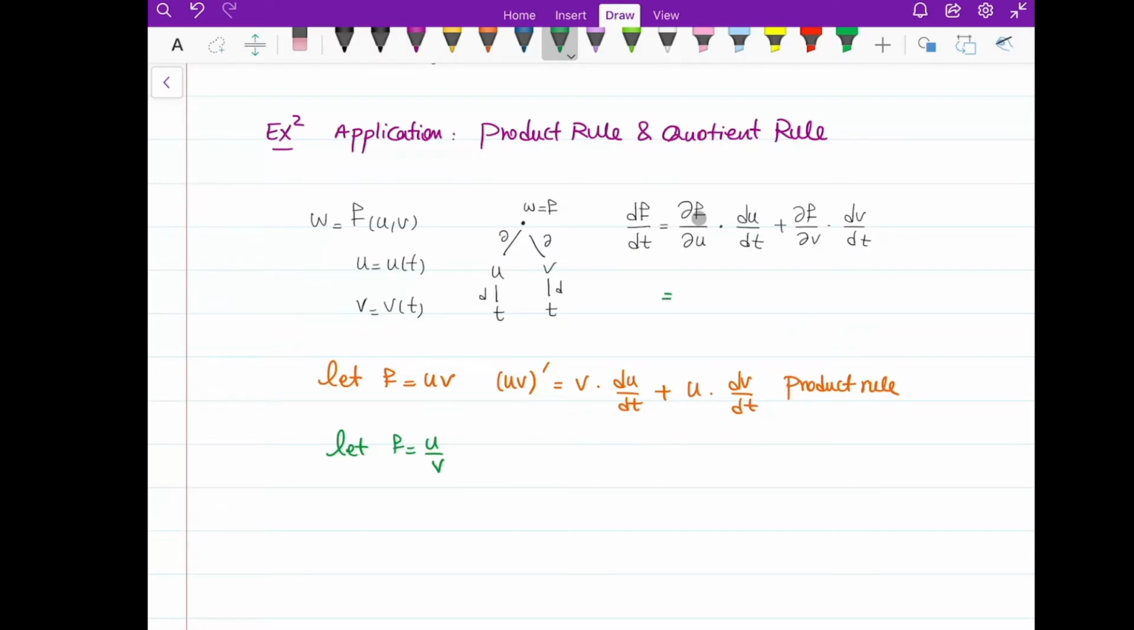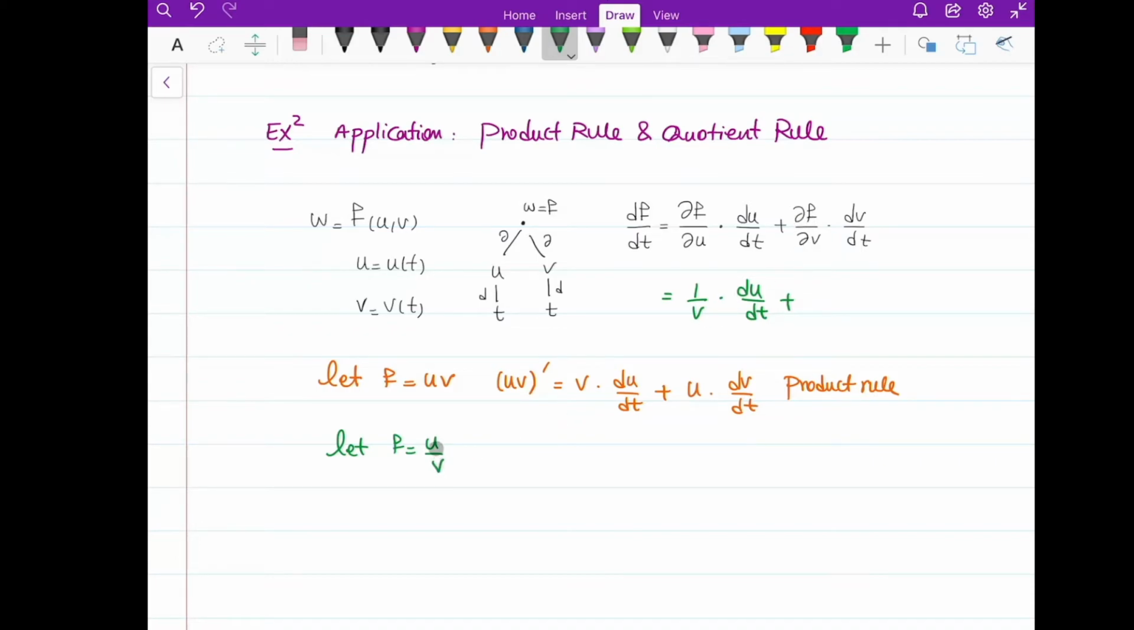The partial of f with respect to u: with respect to u, v is just a constant. Say I have u over 5, for example. The derivative of that would be 1 over 5, that is 1 over v, times the derivative of u with respect to t, so du dt, plus the derivative of f with respect to v.